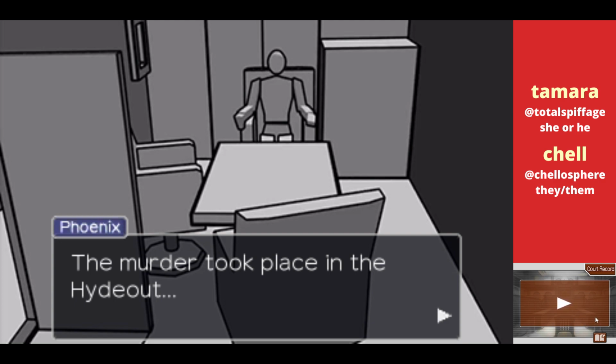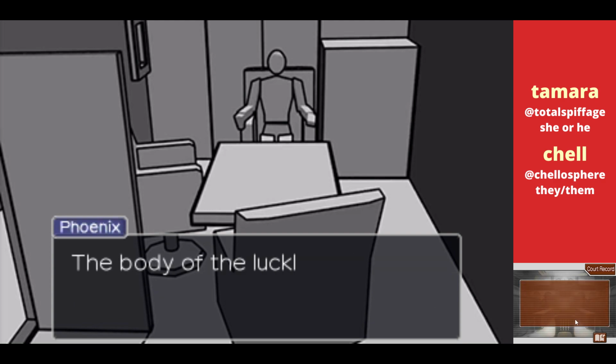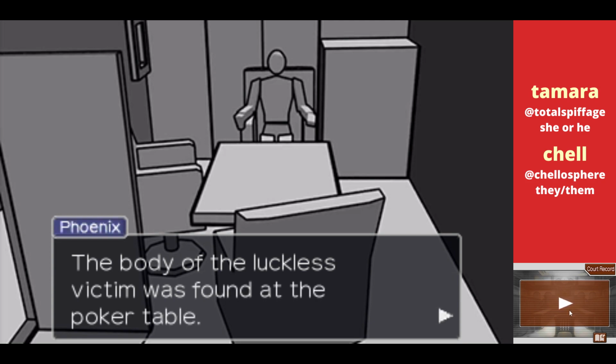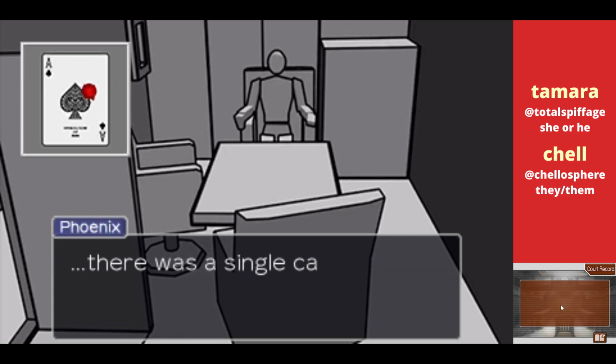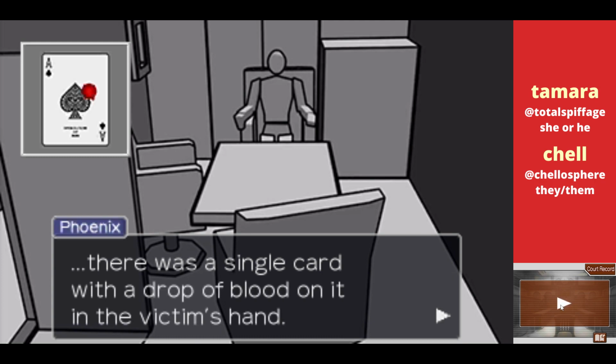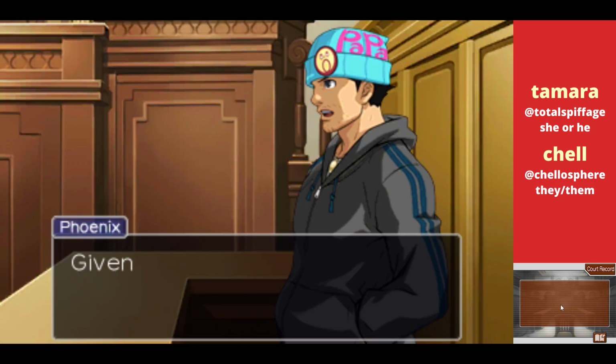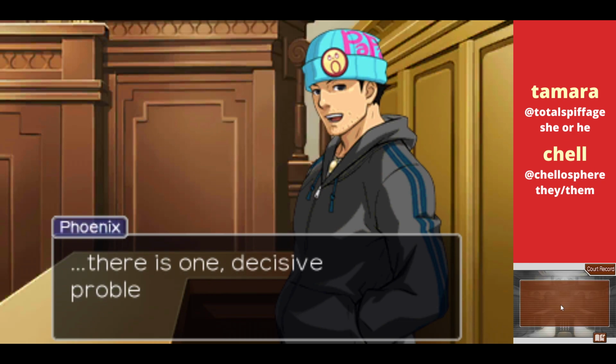The murder took place in the hideout. The body of the luckless victim was found at the poker table. And before the killer swapped a card out, there was a single card with a drop of blood on it in the victim's hand. Given this, there is one decisive problem with this scene.